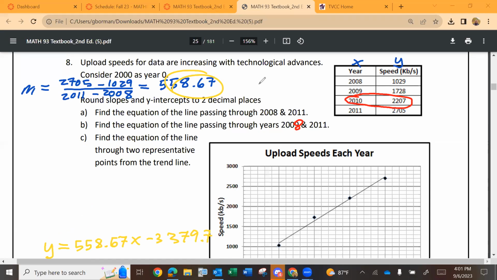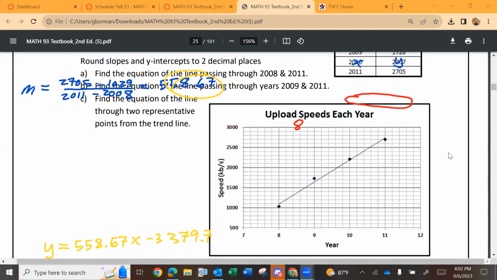So part C is going to be pretty similar to part B. It says find the equation of the line through two representative points on the line. So we have to find 2 points on the line. I'm going to need to scroll this just a little. Okay, now it's time to pick out a couple of points. They need to be on the line, so I'm not looking for the actual dots. It says from the line.